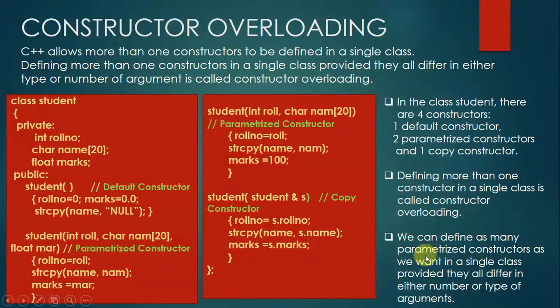So you can see we can define as many parameterized constructors as we want in a single class, provided they all differ in either number or type of arguments. So we can have more than one or two parameterized constructors in a single class. We cannot have more than one default or more than one copy constructor, but the number of parameterized constructors can be more than one. But they should all differ either in number or type of arguments. Very important to note.